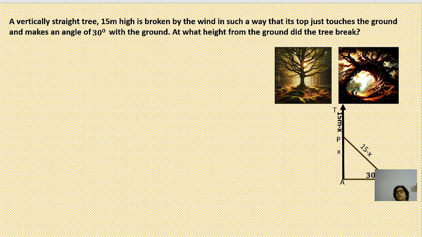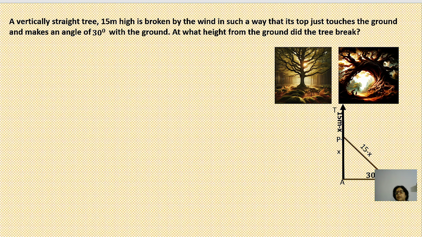Next question is, a vertically straight tree 15 meters high is broken by the wind in such a way that its top touches the ground and makes an angle of 30 degrees with the ground. At what height from the ground did the tree break? So this is a vertically straight tree, and due to a heavy storm, the tree breaks at a certain point over here. So this is the representative figure which has been drawn pertaining to this event.